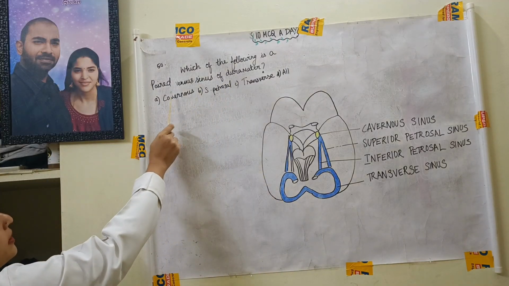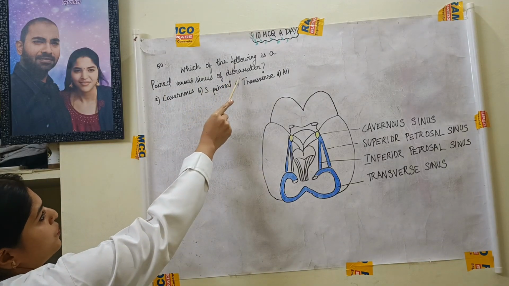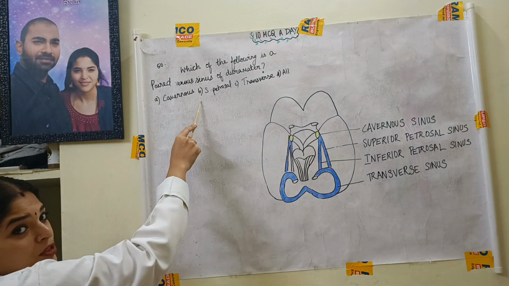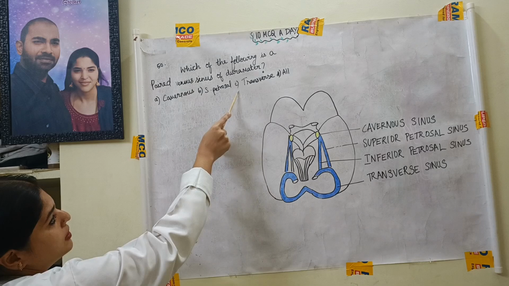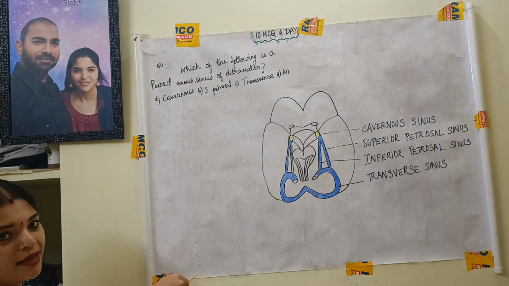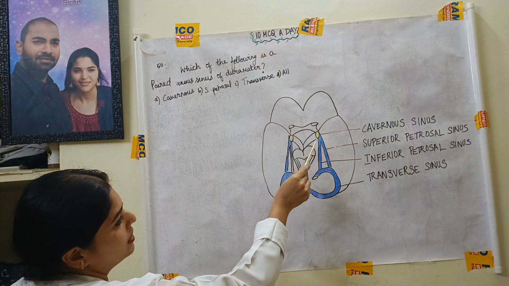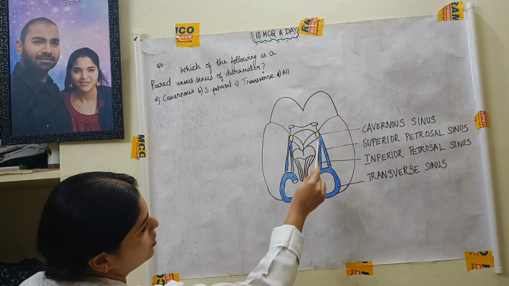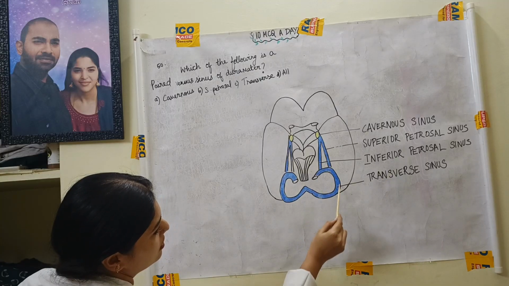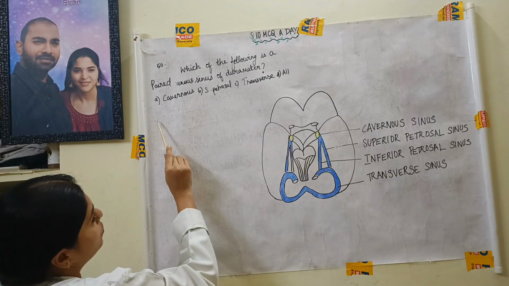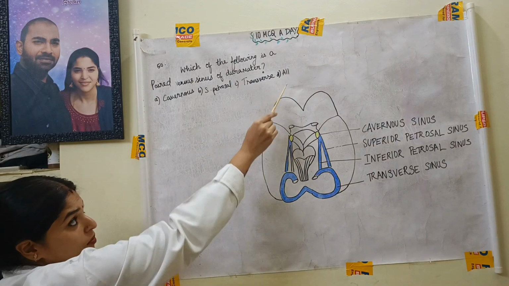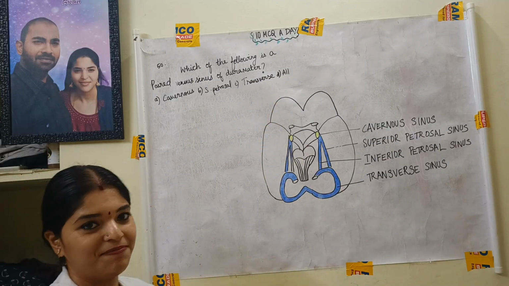Which of the following is a paired venous sinus of dura mater? Option A, cavernous sinus. Option B, superior petrosal sinus. C, transverse sinus. And option D, all. So this is the diagrammatic representation. This is the cavernous sinus and these two are the superior and inferior petrosal sinus, and this is a transverse sinus. So the correct answer will be option D, all of the above.